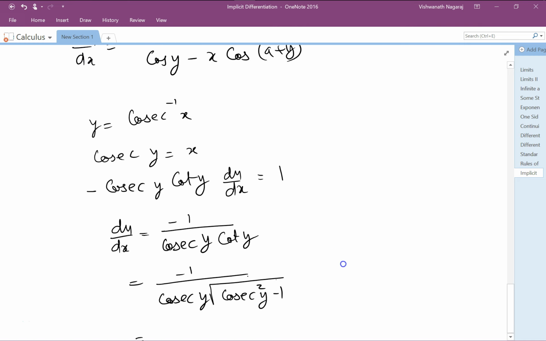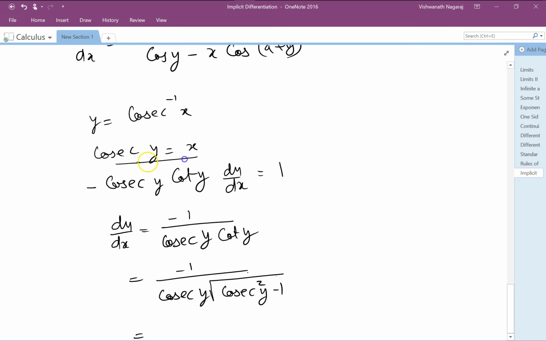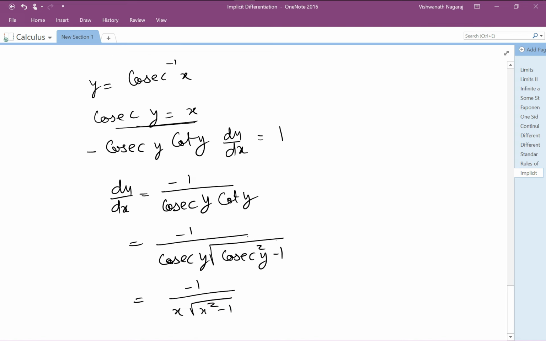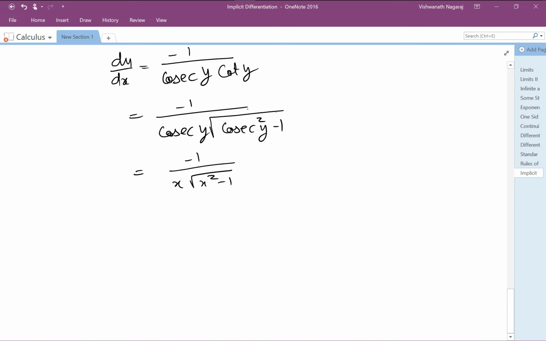Now remember, cosec y is equal to what? Cosec y is equal to x. So it is minus 1 by x square root of x square minus 1. Of course, you have to remember that differentiating cosec will give you cosec times cot. Okay, let's look at another one.